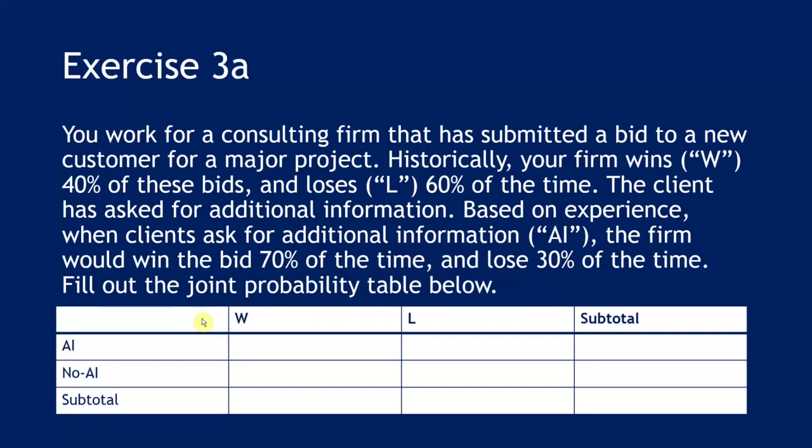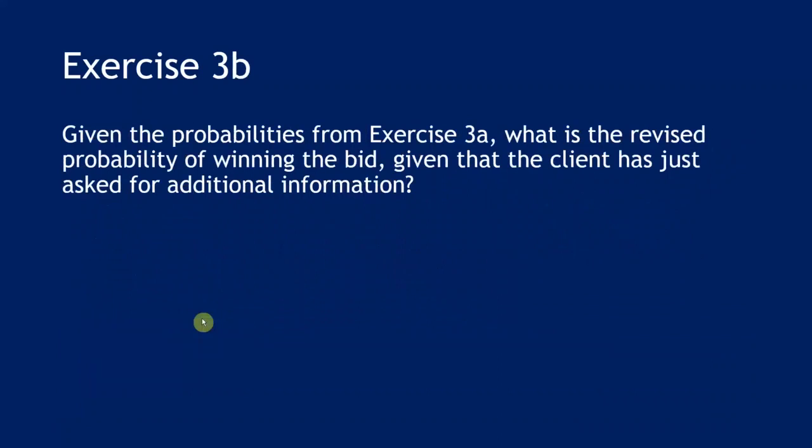Now, the first step is to fill out the joint probability table below. And then based on the joint probability table, exercise 3B asks you to consider what is the revised probability of winning the bid given that the client has just asked for additional information.